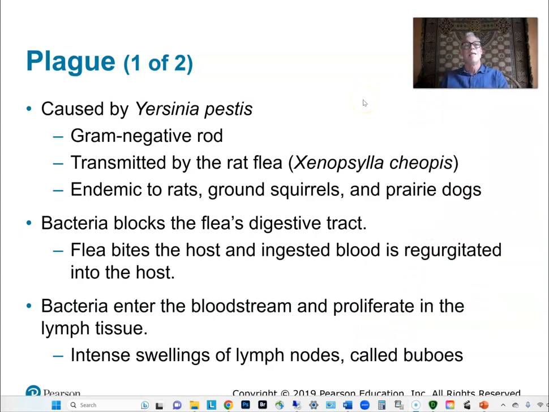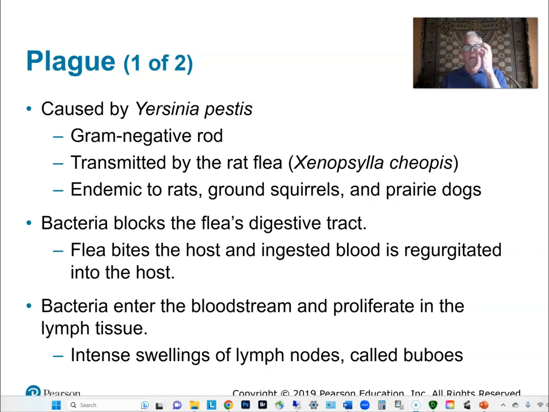All right, so plague, bubonic plague, this is the more formal name, caused by a bacteria called Yersinia pestis, a gram-negative rod. It's an enteric, and it's transmitted by rat fleas. Endemic to rats, ground squirrels, and prairie dogs. You know how cute prairie dogs are. Well, they tell you to stay away from the prairie dogs if you go to visit Colorado because they can carry Yersinia pestis, and you really don't need to get plague.